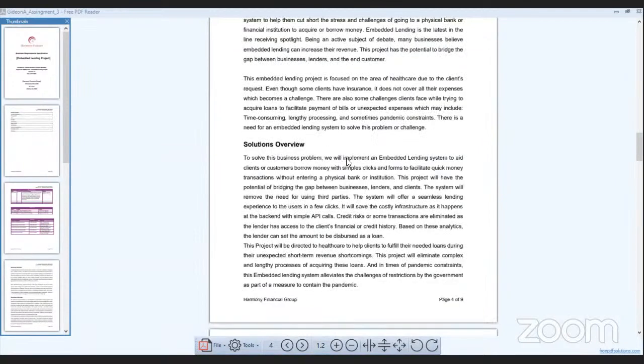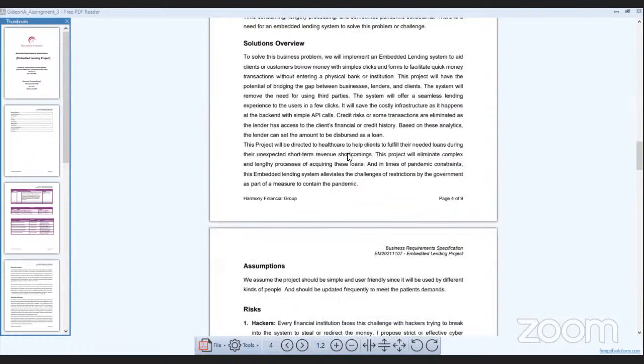This embedded lending project is focused on the area of healthcare due to client requests. Even though some clients have insurance, it does not cover all their expenses, which becomes a challenge. There are also some challenges clients face while trying to acquire loans to facilitate payment of bills or unexpected expenses, which may include time-consuming, lengthy processing, and sometimes pandemic constraints, which we are currently facing. There is a need for an embedded lending system to solve this problem or challenge.